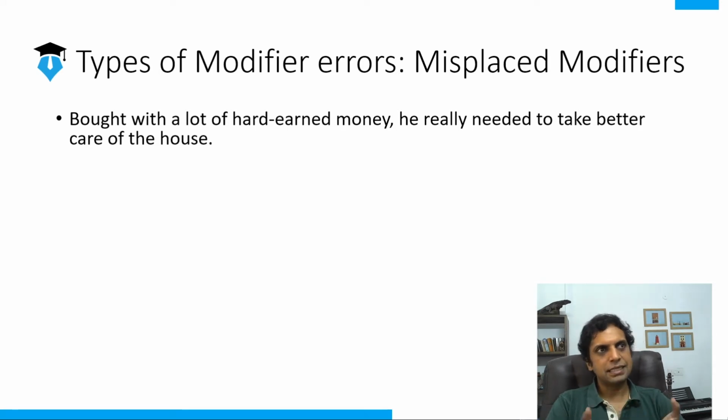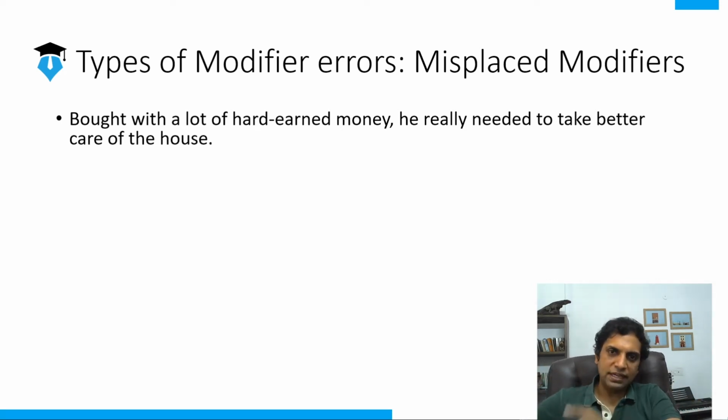So you need to fix this. How? By either moving the modifier next to its focus or by moving the focus of the modifier next to the modifier. So if we try moving the focus, what happens to the sentence? Bought with a lot of hard-earned money, the house really needed to be taken better care of by him. Passive voice sounds really bad, clunky, complicated. How do you simplify this? You move the modifier next to its subject. He really needed to take better care of the house which he had bought with a lot of hard-earned money.